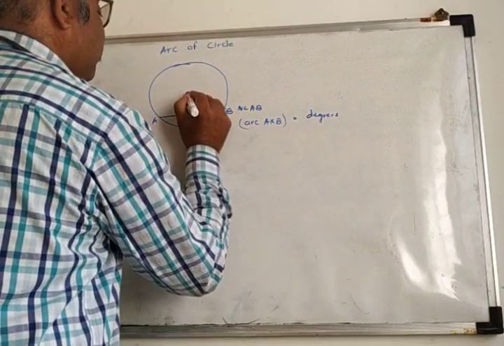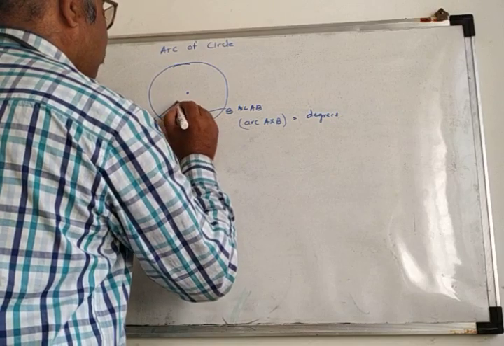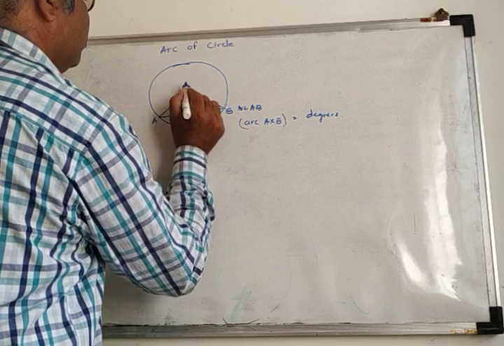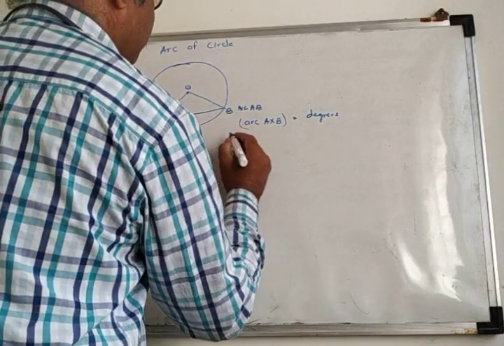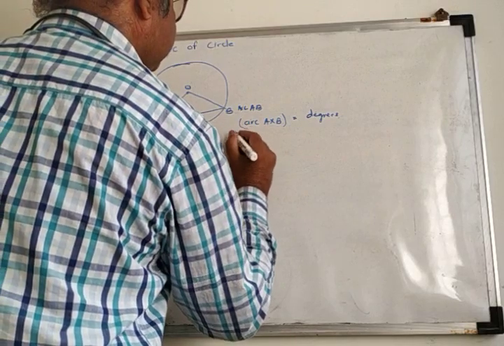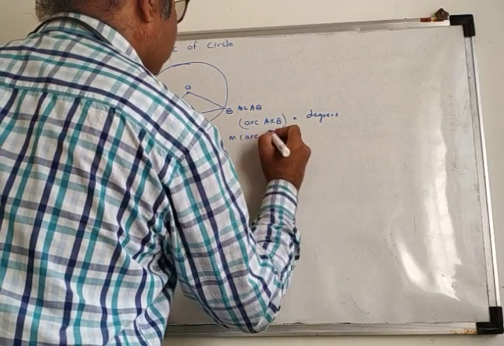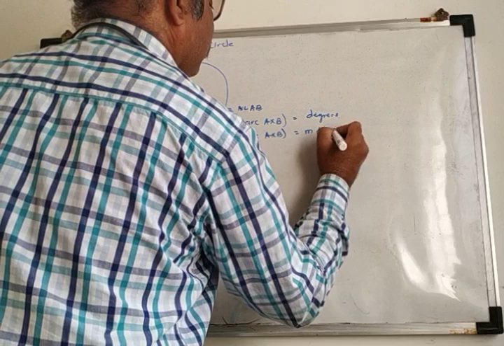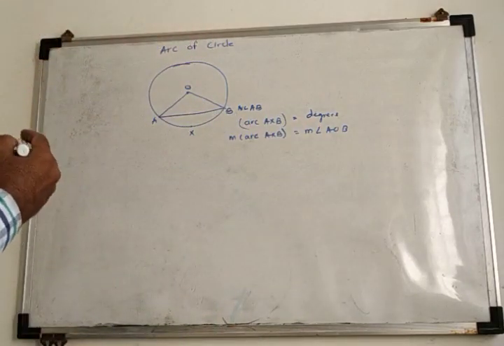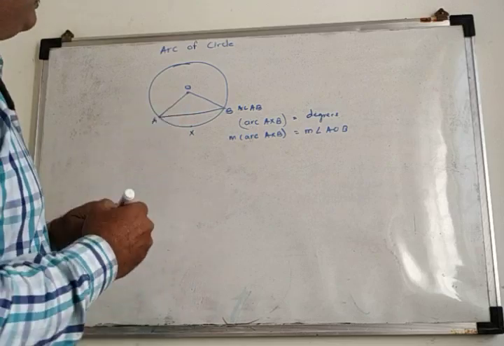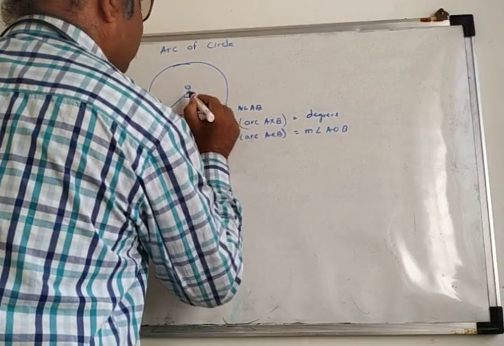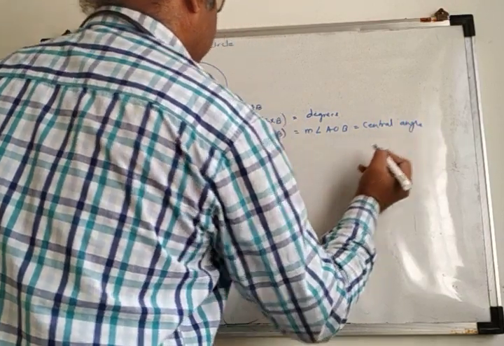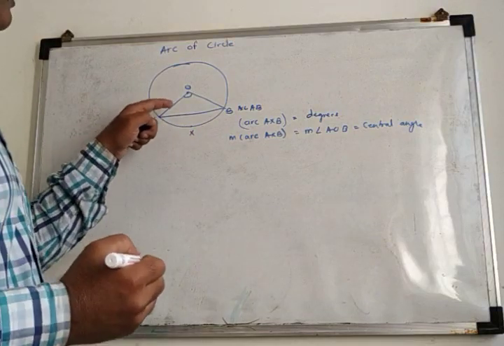And these degrees are nothing but, if this is the center, and we label it as the center O, then if we want to measure the arc AXB, we need to measure the measure of angle AOB. That means the two ends of the chord make an angle with the center. This is nothing but the central angle. So the measure of arc is measured by the angle.